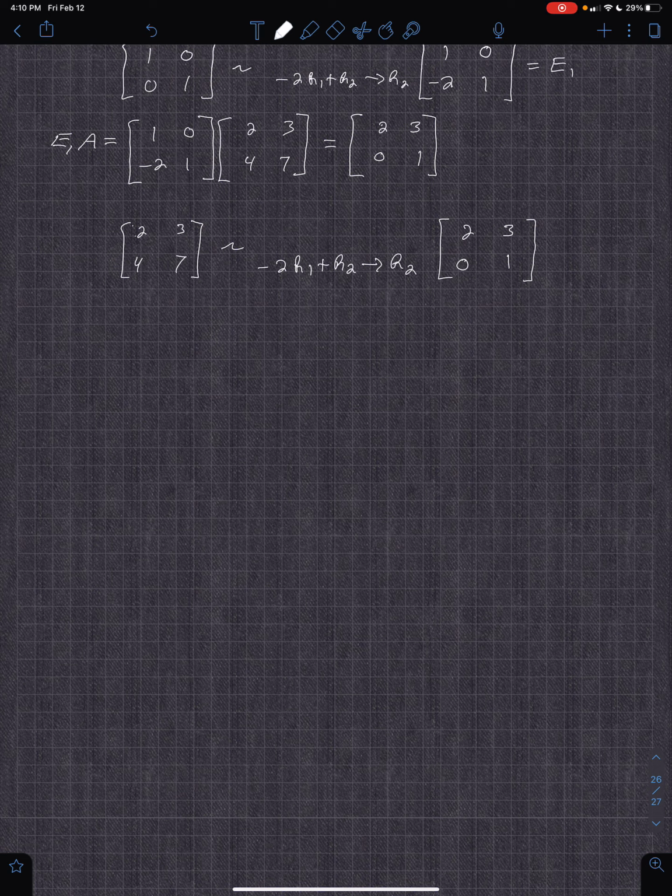Let's see. So look at this definition next. So this is a definition we're using with elementary matrices. And we say, so let A and B be M by N matrices.